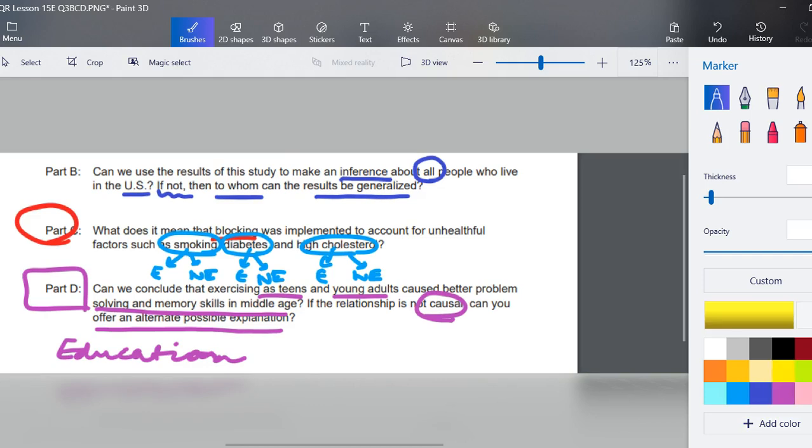So what can we say? We can say, remember all those fluff words I keep asking you to write down? People who exercised as teens and adults tended to have better problem solving and memory skills in middle age. The end. Except I have some information that I want to make sure that you have in your notes.